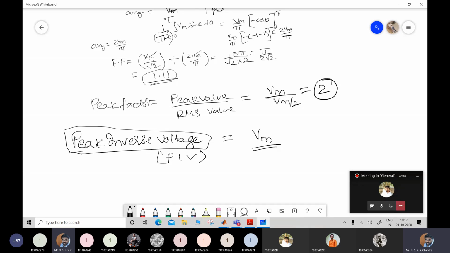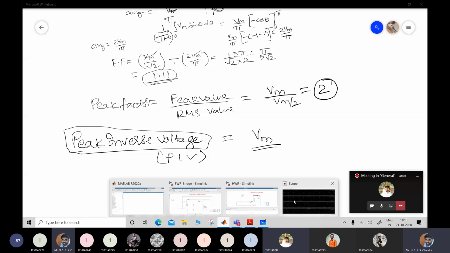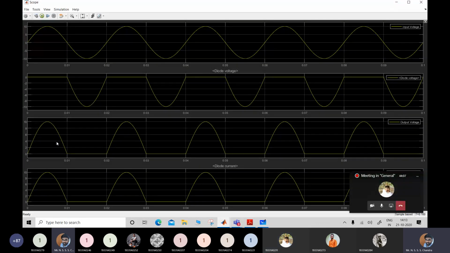Okay. So the next term is called ripple factor. Ripple factor is nothing but we find out the magnitude of the AC content in the output. If you see the output, is it a pure, constant DC, or does it have some kind of AC component? Are you getting a constant DC over here? No, sir. Here you have a sinusoidal term in the positive half cycle and a constant 0 in the negative half cycle. So it's not a constant DC.